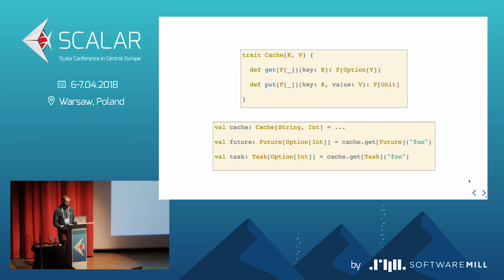And then, as a user of the library, you could say, I have a cache of string keys and integer values. I want to do a get, and I want it to return me a future. Or I want it to return me a Monix task, or whatever. So it gives your users a lot more flexibility. They can choose what effect is most appropriate for their program.